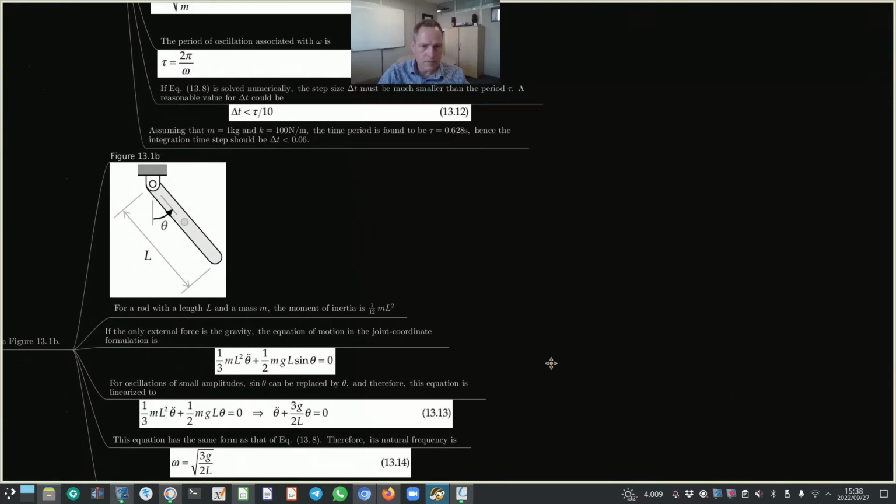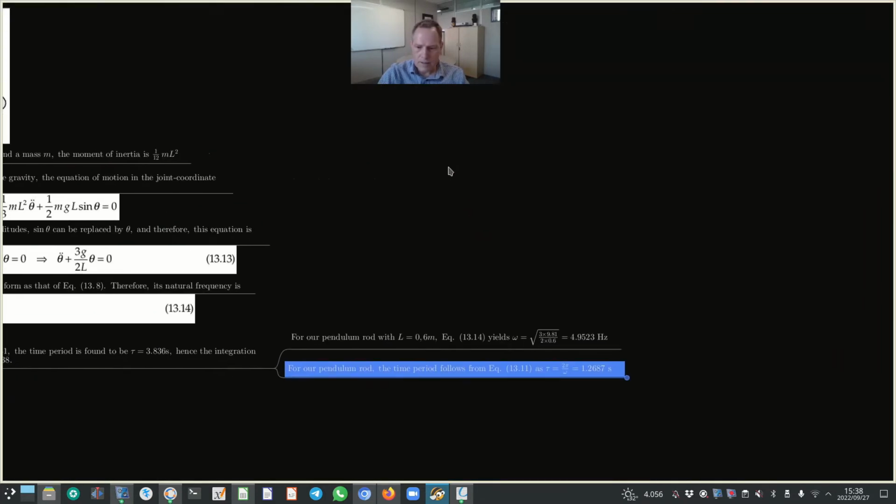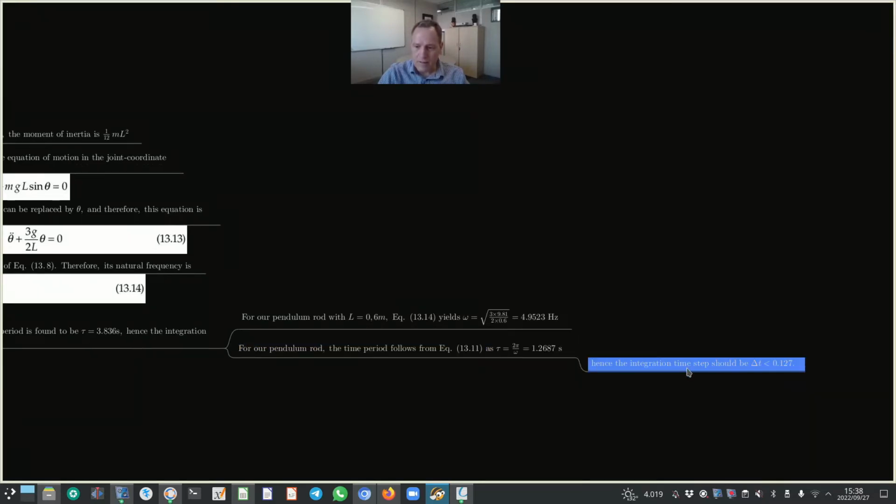So for our pendulum rod, the time period then follows from equation 13.11 as tau equals 2 pi over omega. Let me just show that quickly. There we go, 2 pi over omega. So we can calculate that as 1.27 rounded off seconds. Hence the integration time step should be less than 1/10 of the time period, which gives us an integration time step of less than 0.127 seconds.